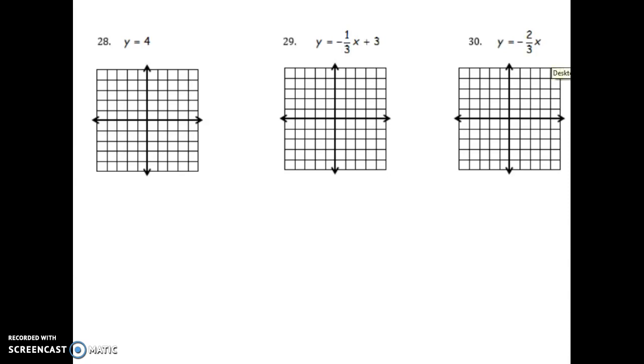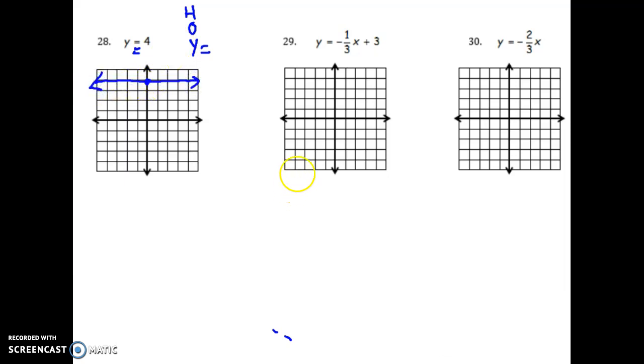Okay, moving on to 28. 28, notice there's only a y variable. So that's going to make me think hoi vux. And in this case, it's hoi. I'm going to remember y equals, and this is y equals. So y equals 4. So my y-axis, I'm going to go to 4, 1, 2, 3, 4, and it's going to be a horizontal line. That's why we have the hoi. The H stands for horizontal line.